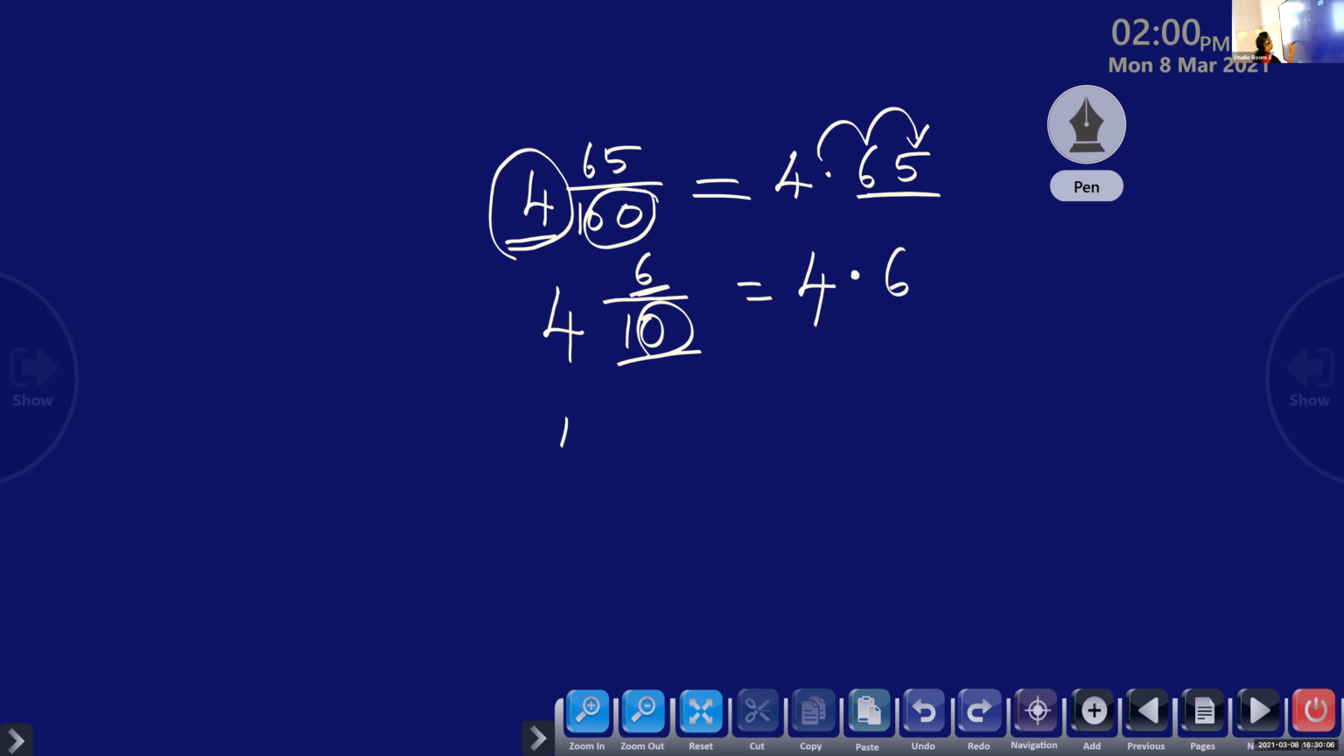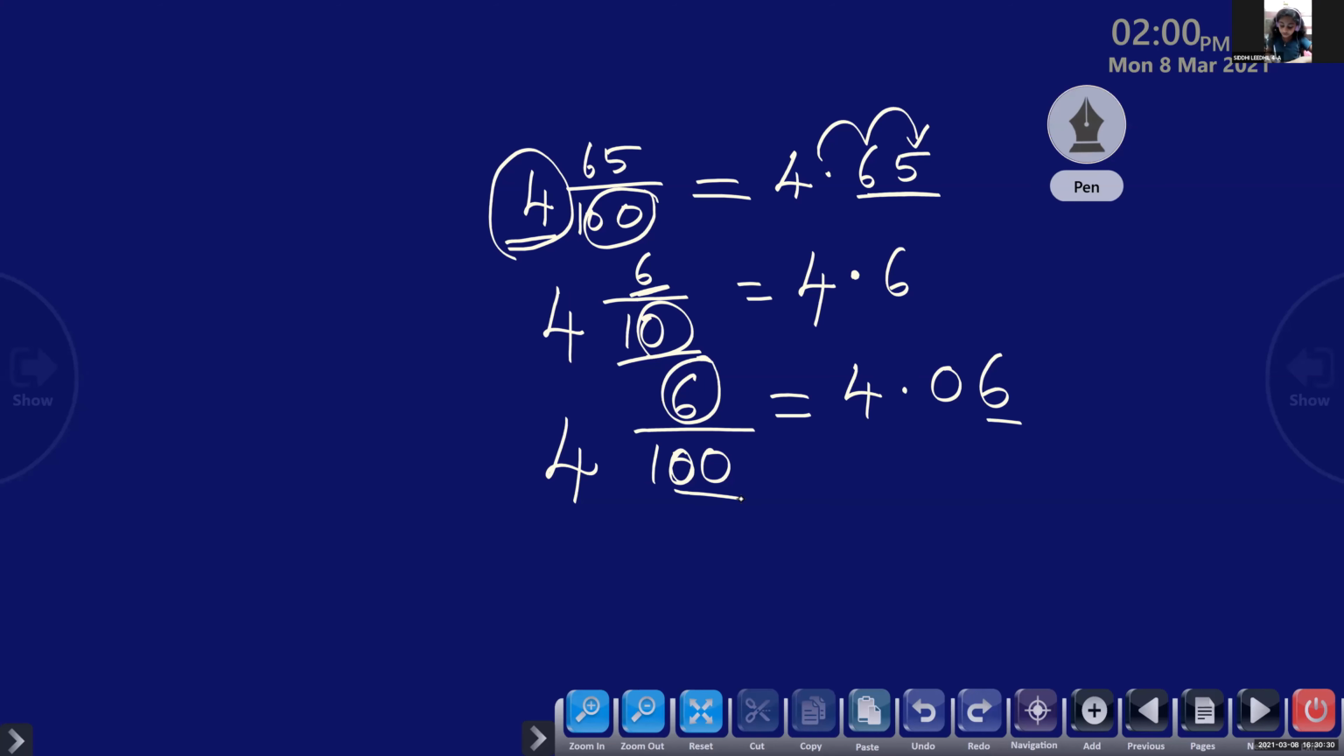So children, the same question, if I am giving 4 and 6 by 100, how will we write? 4.06. Very good. Understood? 4.06. Why? Because here in the numerator we have only one number, but in the denominator we have 2 zeros. So we should write 6 as 06. Do not add the 0 at the back side. We should add the 0 to the front, that is, to the left side, not to the right side.